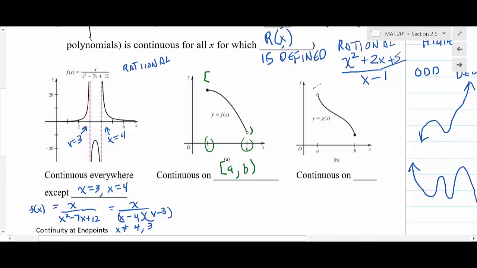And then the next one's just opposite. This one would be a hole there, so it's continuous. We wouldn't include the a. It has a solid dot there, so we would include the b. So that would be what we say, where we say it's continuous.